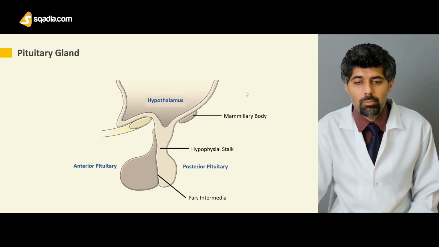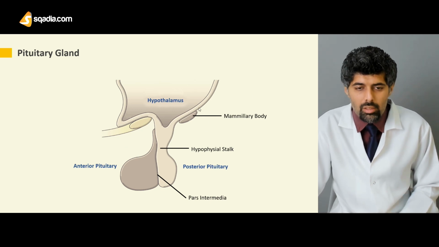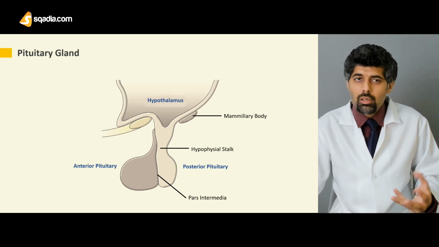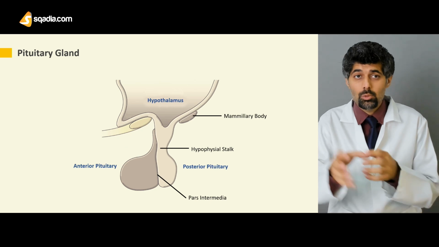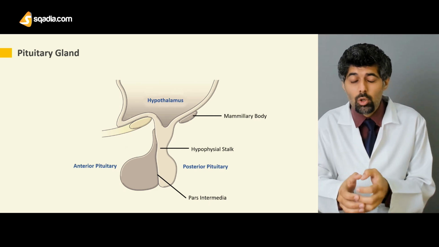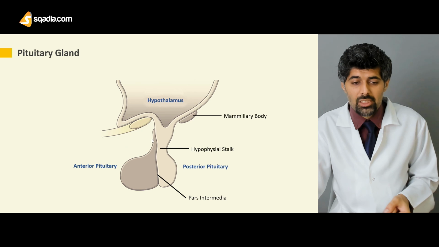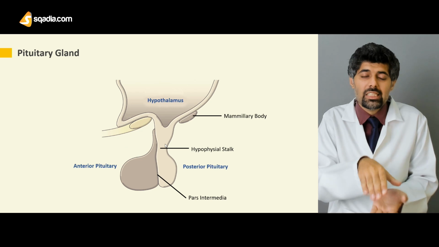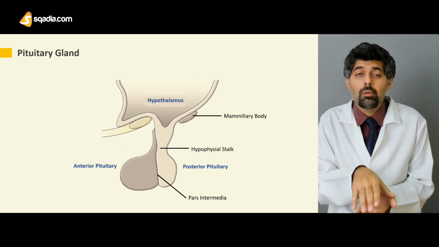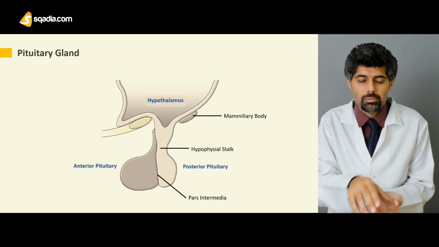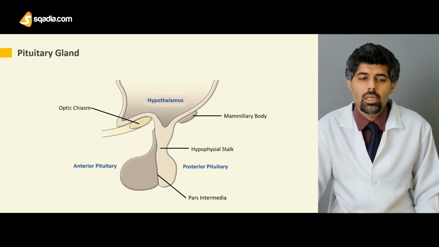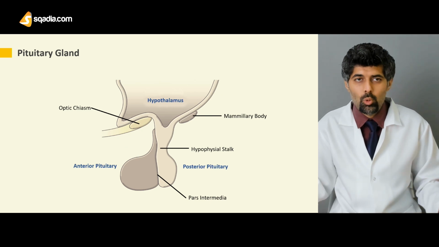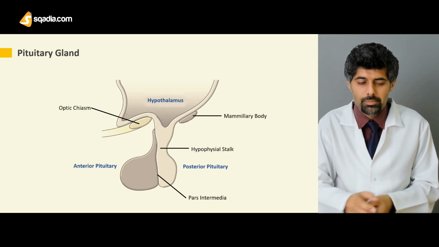Next, we have the mammary body. Now, the mammary body here is only shown to give you an idea of how near the pituitary gland is to the hypothalamus. It is not as far as the diagram signifies. It is quite near, to the point that it almost sticks together with the median eminence of the hypothalamus. This is the optic chiasm, the area where both optic nerves cross each other.